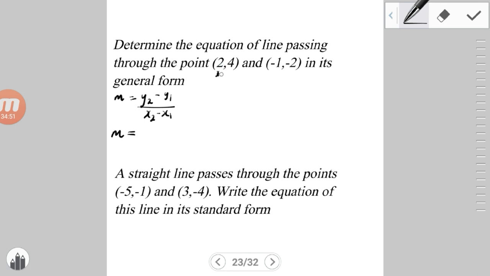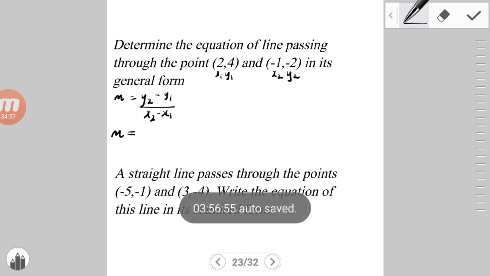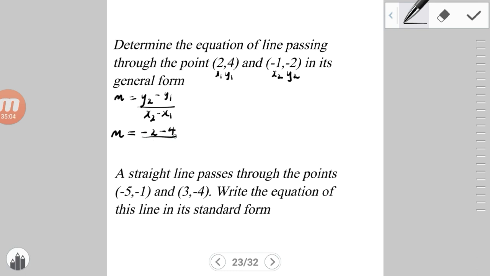Let's label our points: x1, y1, x2, y2. So m is equal to y2, which is negative 2, take away y1, which is 4, over x2, which is negative 1, minus x1, which is 2. If you work this out, you're going to find that here is negative 6 divided by negative 3, which works out nicely to be equal to 2. And that there is the gradient of this particular line.